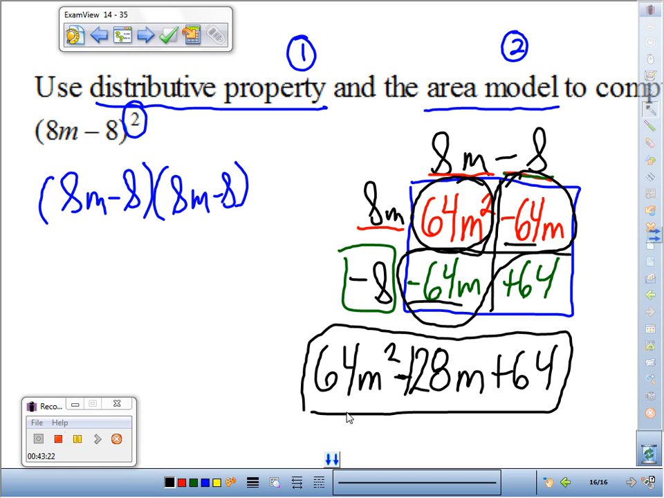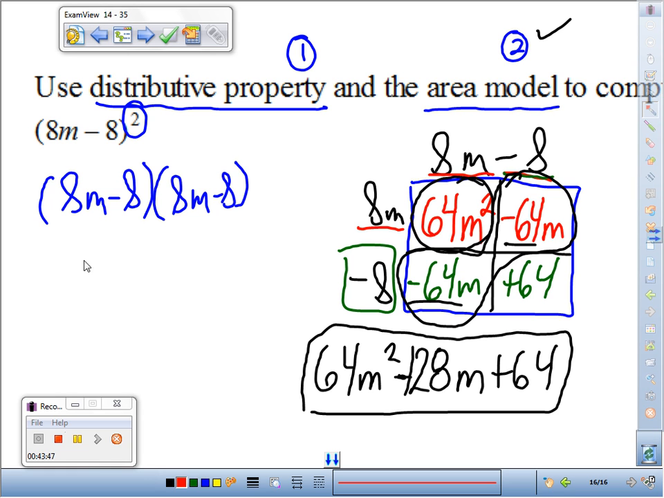Alright? Yes? When we're using the area model with binomials, it's like that. Always. Alright. So now we're done with this one. Now we need to focus on which one? Distributive property.